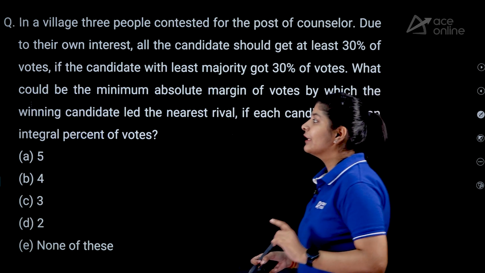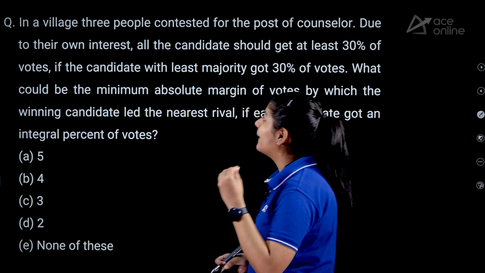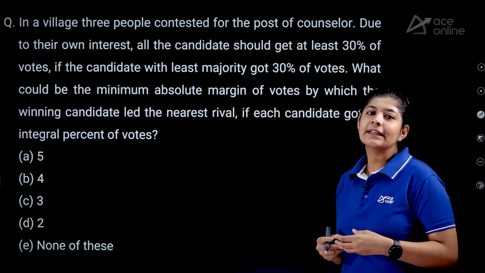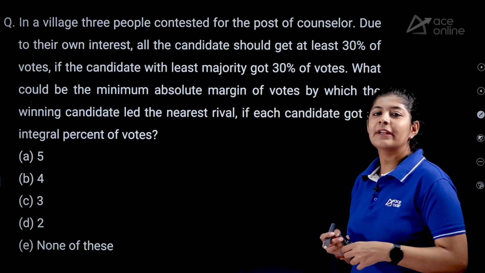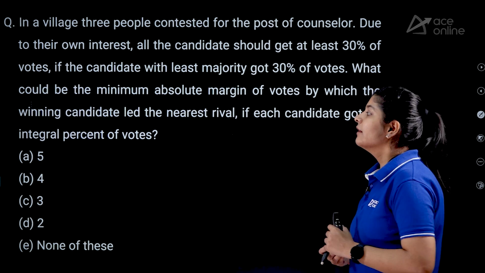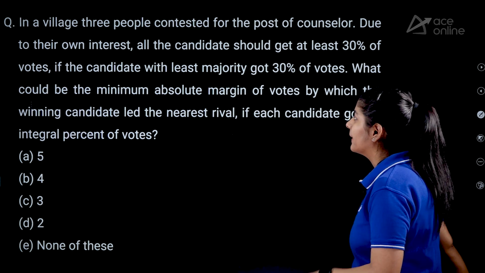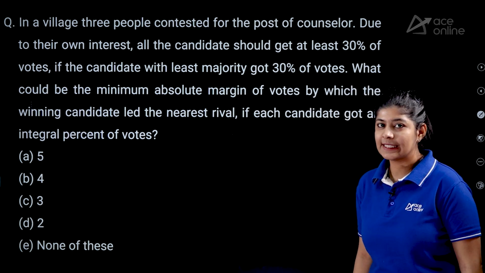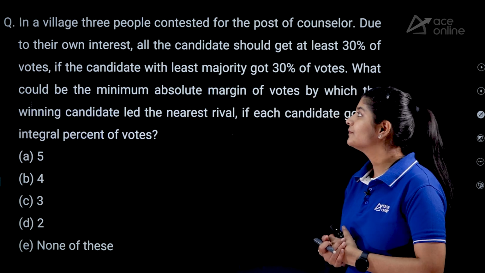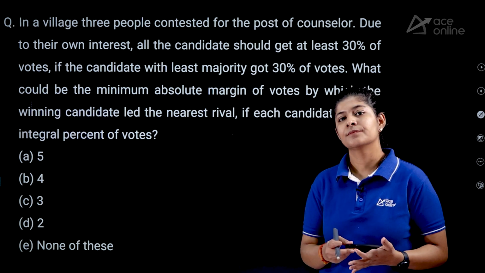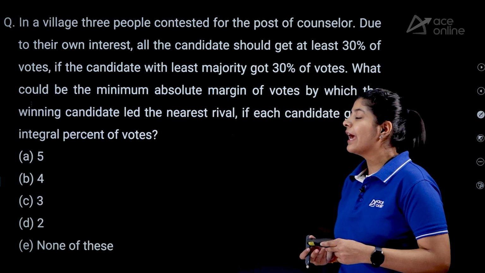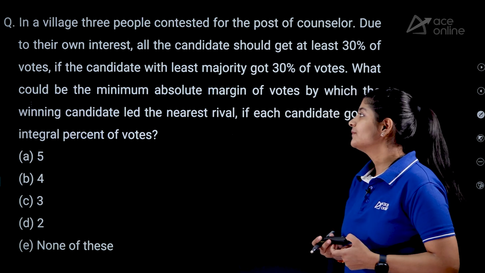Here, what we need to find out? We need to find out the minimum absolute margin by which the winning candidate leads, right? And the value should be in integer, or we can say in integral format, so that we will be easily able to find the number. This is a very easy type of question, but you have to focus on the words given in this particular question. So just simply try to find out the correct answer over here.